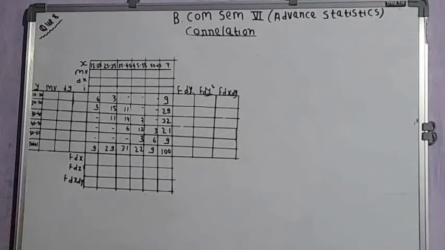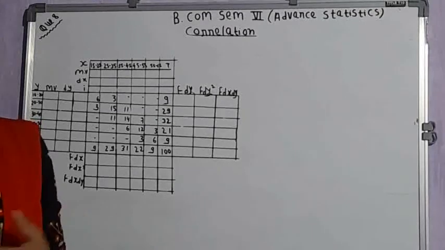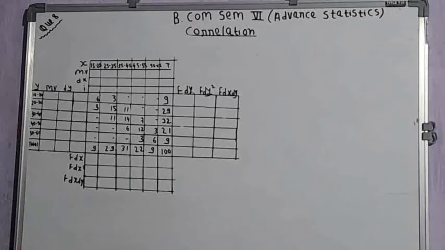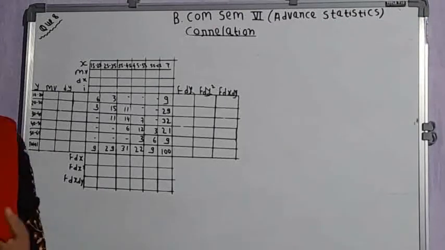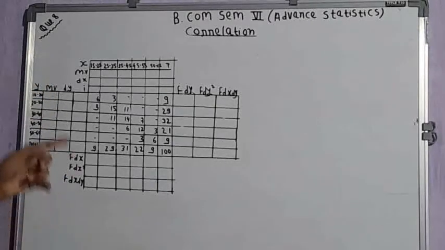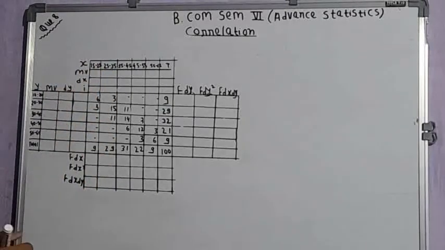Now I have told you, whenever we have been given grouped data, then for moving further in the process of calculation of the coefficient of correlation, we have to calculate the midpoint. So let's do it with the X series, that means the age of husband. The first age group is 15 to 25. So how are we going to calculate the mid value for 15 to 25?